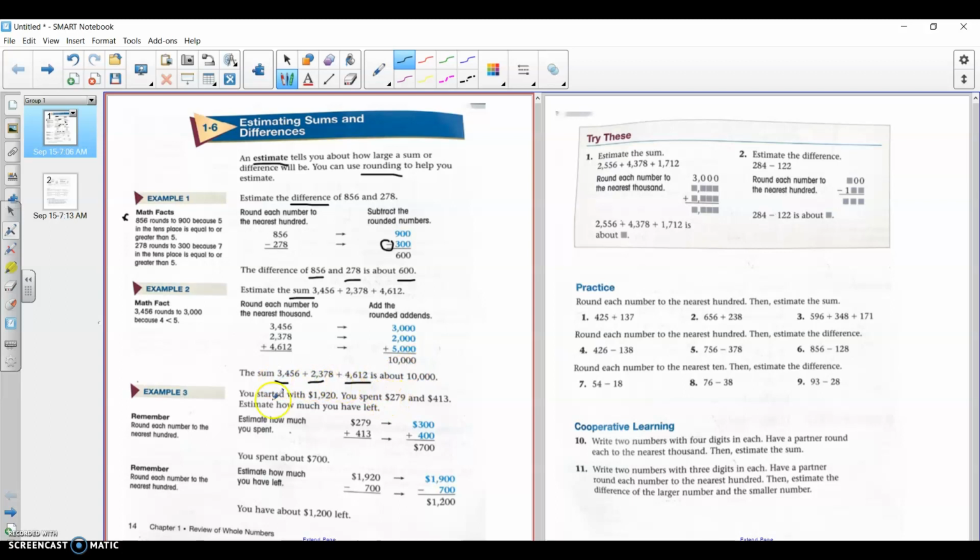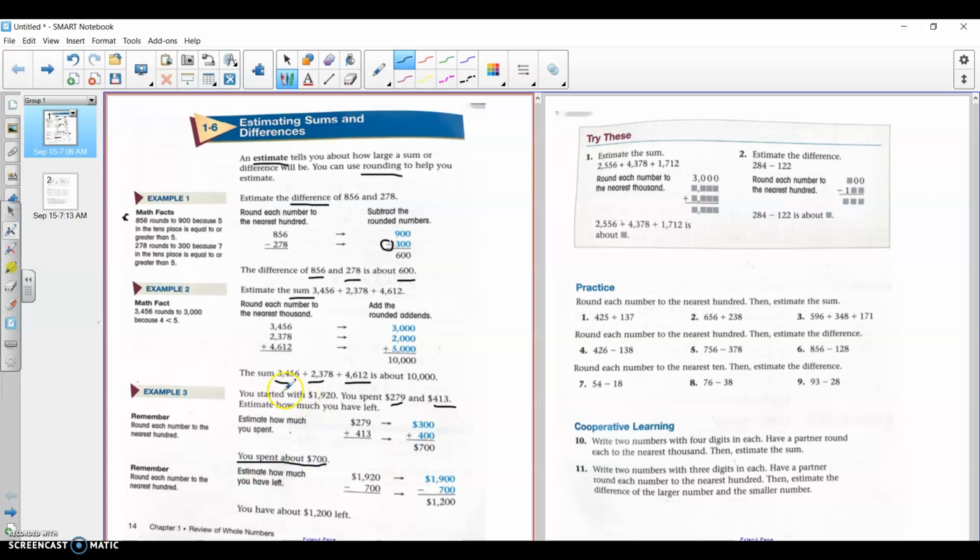In example number 3, we have a real-life problem. Basically, you are looking at money. You started with $1,920. You spent $279 and $413. Estimate how much you have left. 1,920 is your starting point, so we'll talk about estimating that in a second, but we can go ahead and round these two numbers really quick. We'll just go to the nearest hundreds. So 279 will go to 300, and $413 is closer to 400. So we're estimating by adding 4 and 3, about $700 is what you spent.